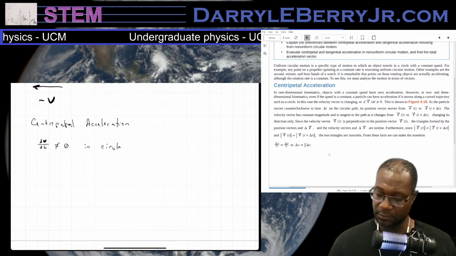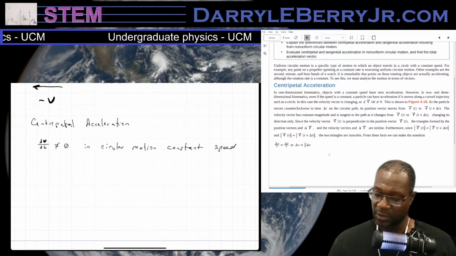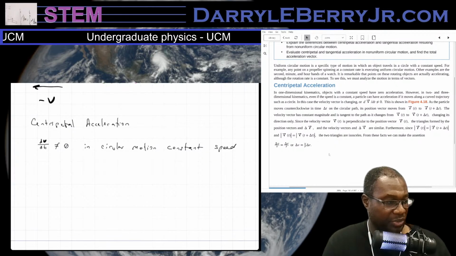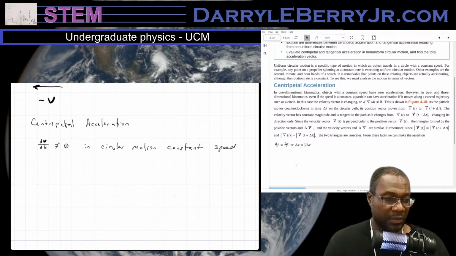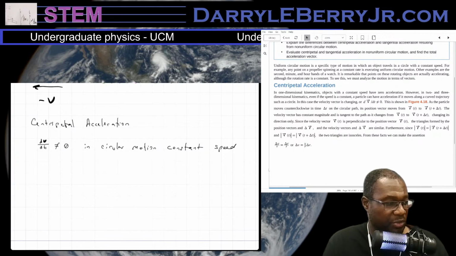Circular motion, constant speed, not velocity, because the velocity is changing. This is shown in figure 14 as the particle moves counterclockwise in time Δt on the circular path. Its position vector moves from r(t) to r(t+Δt). The velocity vector has constant magnitude and is tangent to the path as it changes from v(t) to v(t+Δt), changing its direction only.